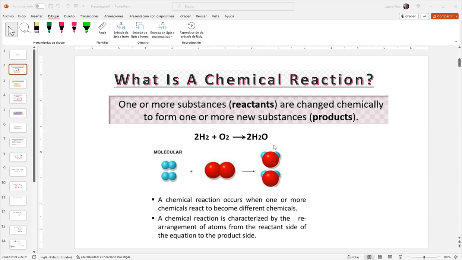In order to make new substances, the original substances must break into atoms and make new bonds in order to rearrange the atoms and make the new substances.